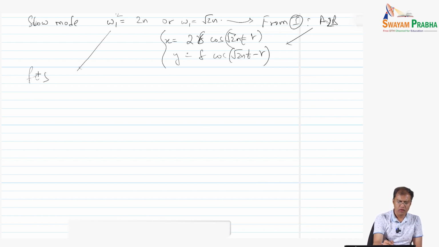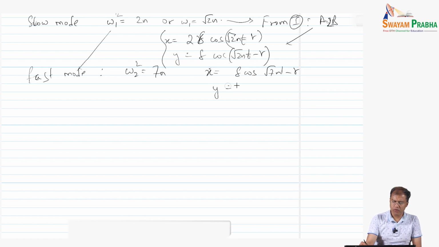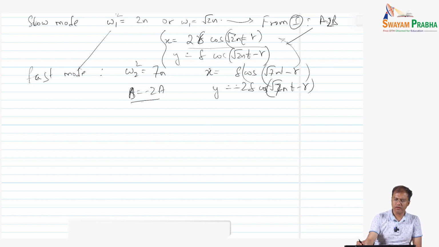For the fast mode, we see that omega 2 square is 7n, and we find the solutions as x equal to delta cos(square root 7n t minus gamma), and y, it comes out that a is equal to minus b, minus 2a in this case, and so y is minus 2 delta cos(square root 7n t minus gamma). And then from here we can write the most general solution: x is this plus this, and y is this plus this. Let me call this delta 1 and this delta 2, and when we add these two, we find our final expression for both x and y.